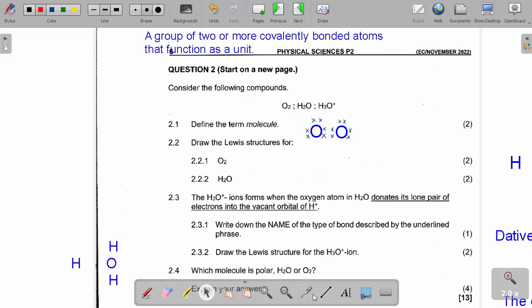And then if I count for the other oxygen atom, it's going to be 1, 2, 3, 4, 5, 6, 7, 8. So you see, because they all have 8 in the outermost, it means they are stable. And this is called the Lewis structure for this oxygen molecule.